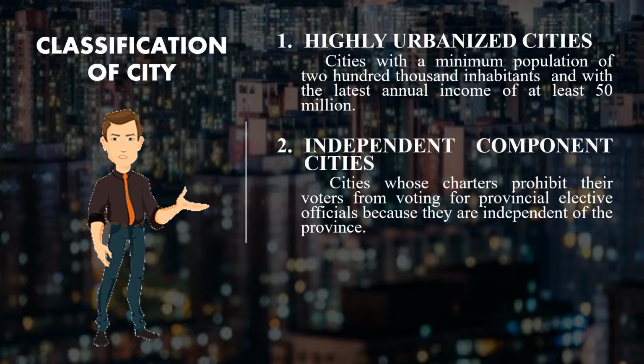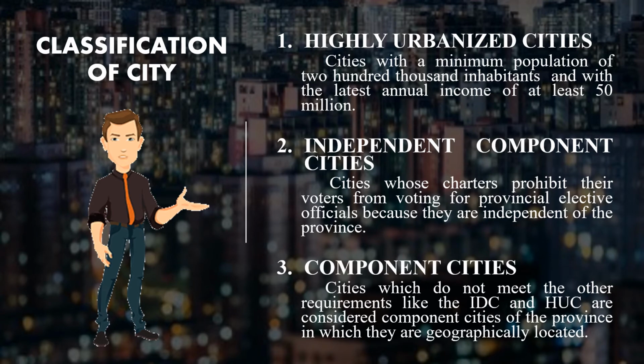The second classification of city is independent component cities. These are cities whose charters prohibit their voters from voting for provincial elective officials because they are independent of the province. There are 5 cities in the Philippines that are considered independent component cities. It includes Dagupan City, Cotabato, Naga, Ormoc, and Santiago City, respectively.